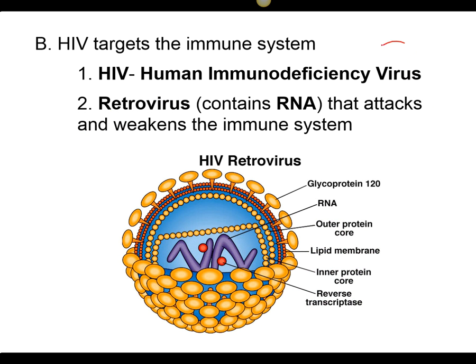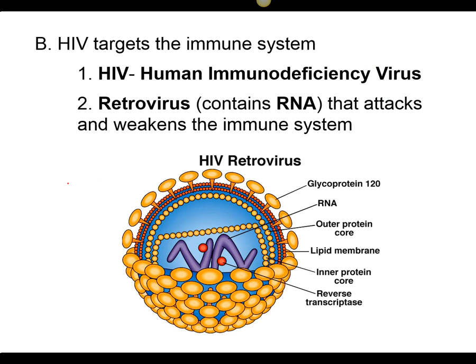HIV is a virus that causes AIDS. It's a retrovirus. It's called a retrovirus because it has RNA inside, not DNA. So what happens is it has to go from RNA to DNA to messenger RNA. It's got to go backwards, right? That's why it's called a retrovirus.